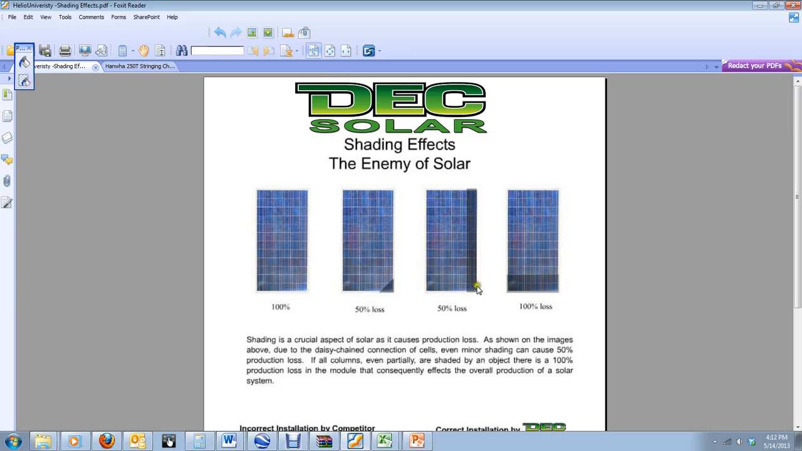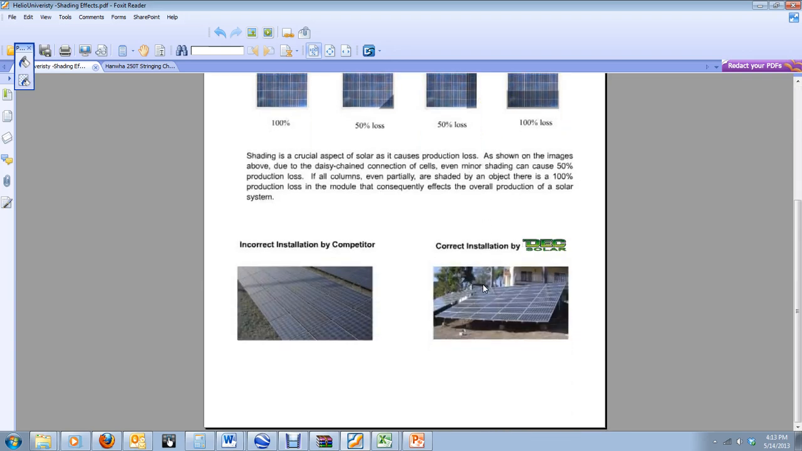This right here would definitely incur a 50% production loss if this module was shaded on the end. The bottom portion of the modules is very, very important because this is where all the wires end up being soldered together, on the top and on the bottom. Just like this module right here has shading on the bottom, say 20% of the module, that is 100% production loss.